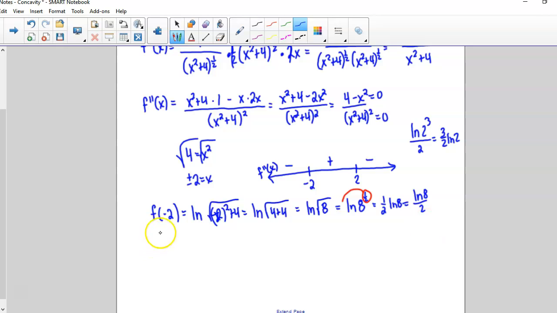So that means we have a point of inflection at negative 2, natural log square root of 8. If we change this to a positive 2 right here, it does not change anything about what the answer ends up being because 2 squared is still 4. So we would also have a point of inflection at positive 2, natural log of square root of 8.